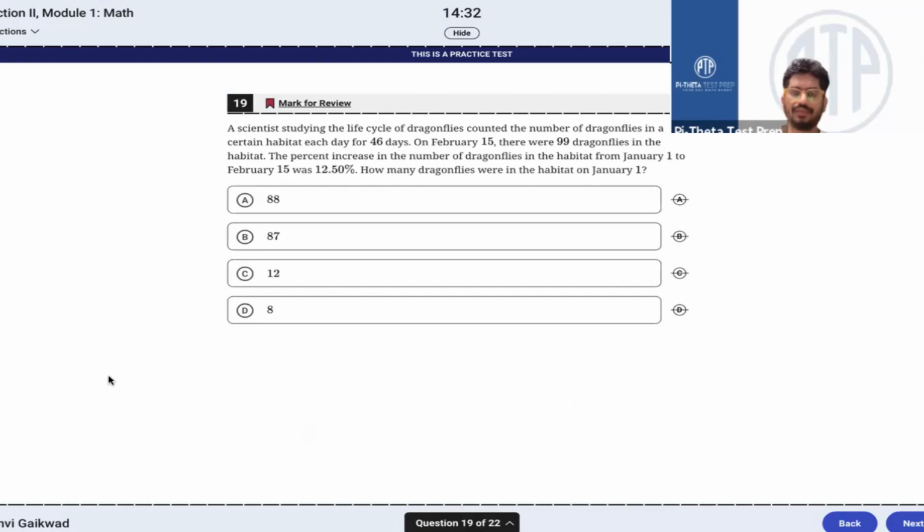So, scientists studying the life cycle of dragonflies counted the number of dragonflies in a certain habitat each day for 46 days. On February 15th, there were 99 dragonflies in the habitat. The percentage increase in dragonflies in the habitat from January 1 to February 15th, so 46 days, was 12.5.